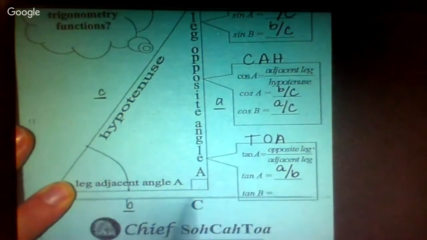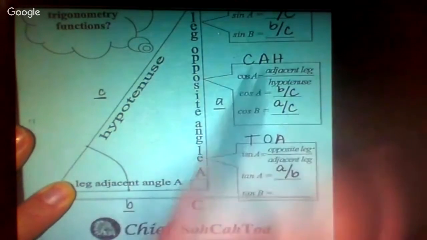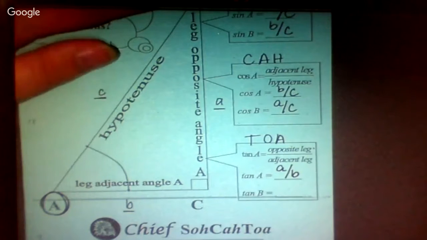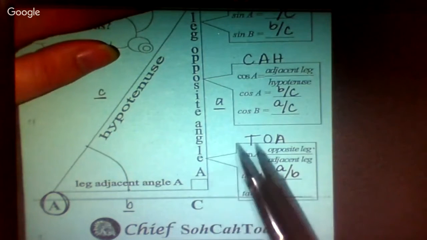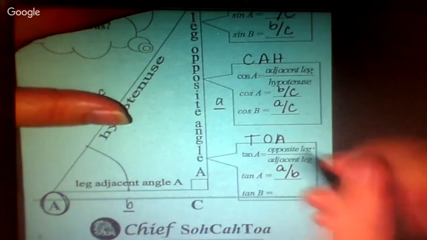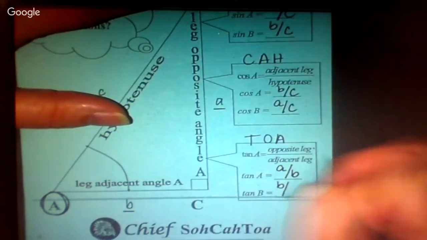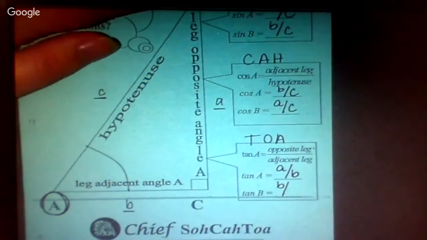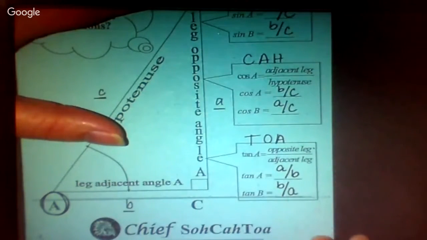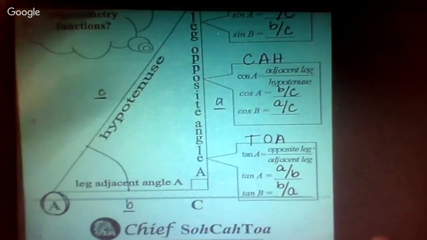Opposite, adjacent, across from, side by side. B. I'm looking at B now. So opposite is now what? B. Adjacent is now what? A. Your C is your hypotenuse. It will never change. Okay, tangent is opposite and adjacent.